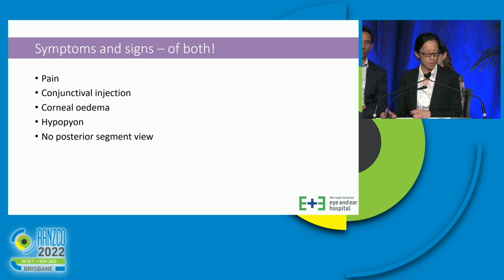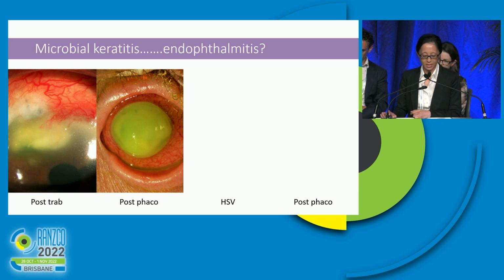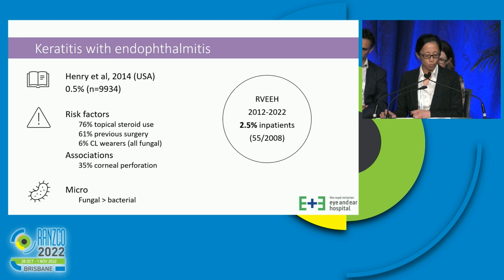The patients are in severe pain, they have conjunctival injection, corneal edema, hypopyon, and no view of the posterior segment. So out of these 4 pictures, only 2 of these patients had endophthalmitis. And you might try and guess, but it was these 2 here. But we can be reassured with what's in the literature and from our own experience at the Eye Hospital that the risk of endophthalmitis from keratitis is actually very, very low.